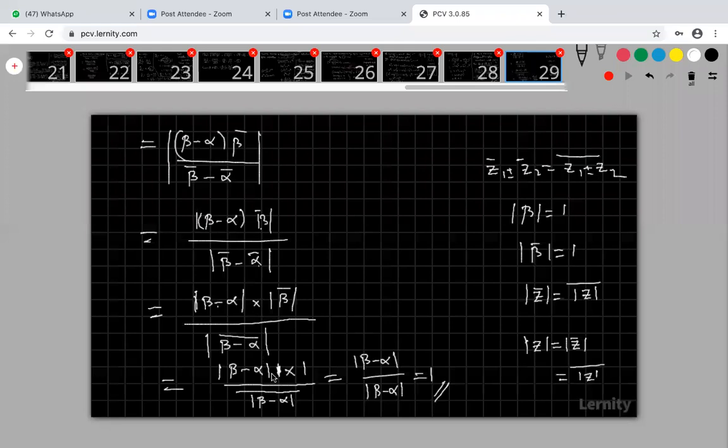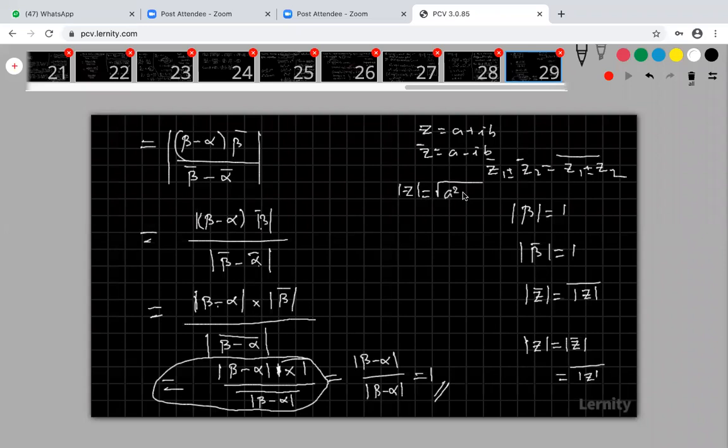Here you need not apply this result. You skip this. These two are equal. Look at that, the modulus of Z and the modulus of Z bar are both giving the same result. Both are equal, right? So what is my Z? Z is equal to A plus iB. What is my Z bar? A minus iB.